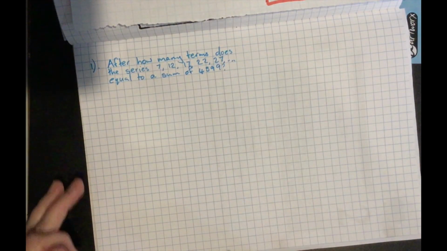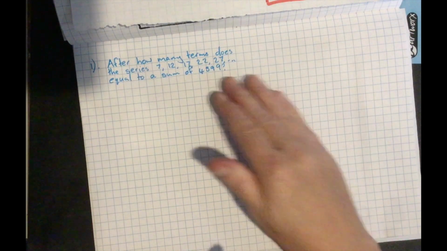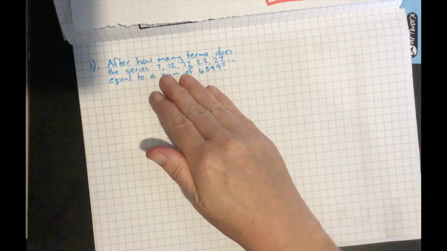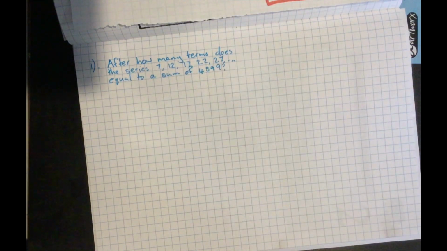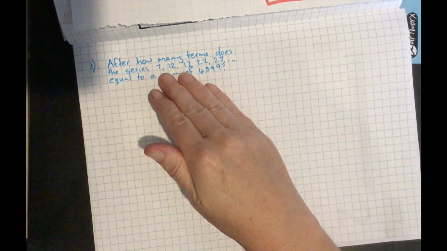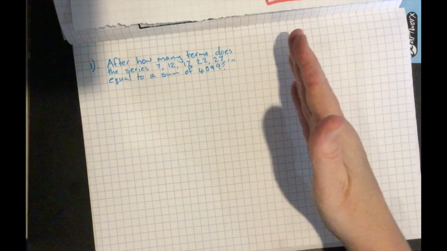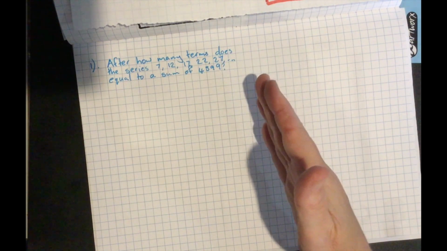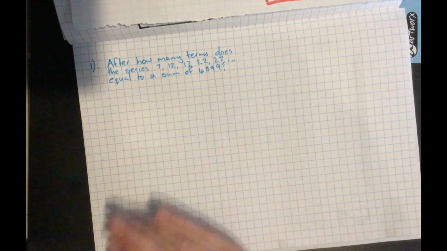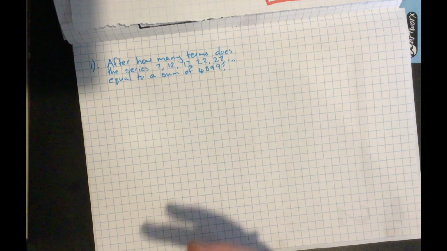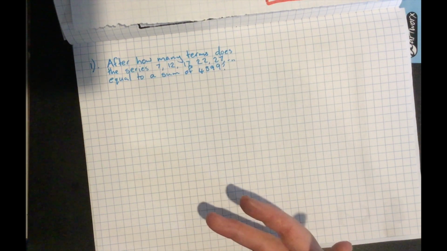After how many terms does the series 7, 12, 17, 22, 27, etc. equal a sum of 4,599? Alright, so in this case we've been given the sum. We've got a sequence of numbers we can use, but we don't actually know where this series stopped to be calculated to get this particular sum. In other words, we need to solve for n.